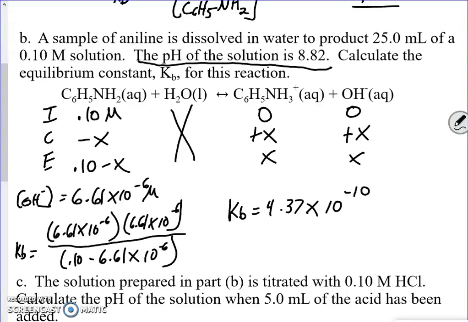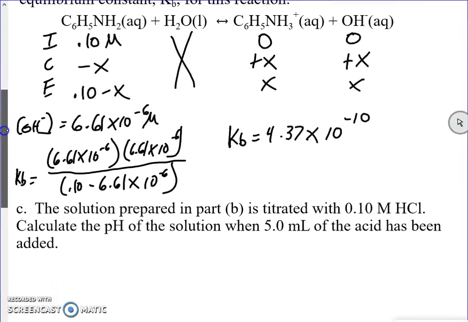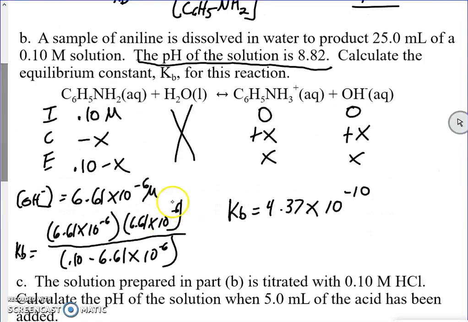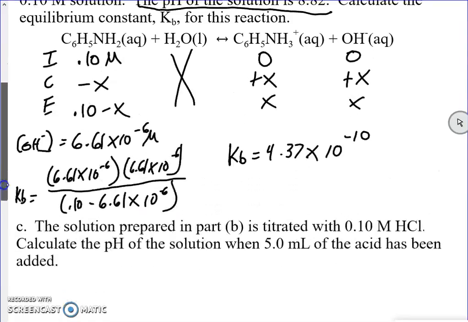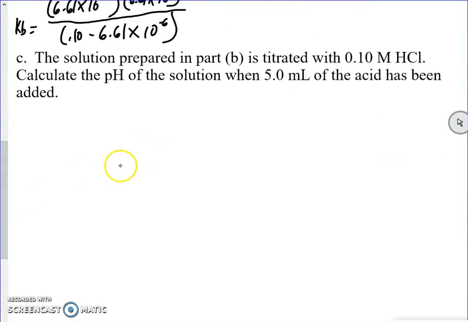Okay, so that takes care of part A and B on the homework problem. Let's keep going down. Part C, we say, sorry guys, it keeps spazzing on me. It doesn't want to stay down the first time I pull it down for whatever reason. We're told that the solution from part B is then titrated with 0.1 molar HCl.